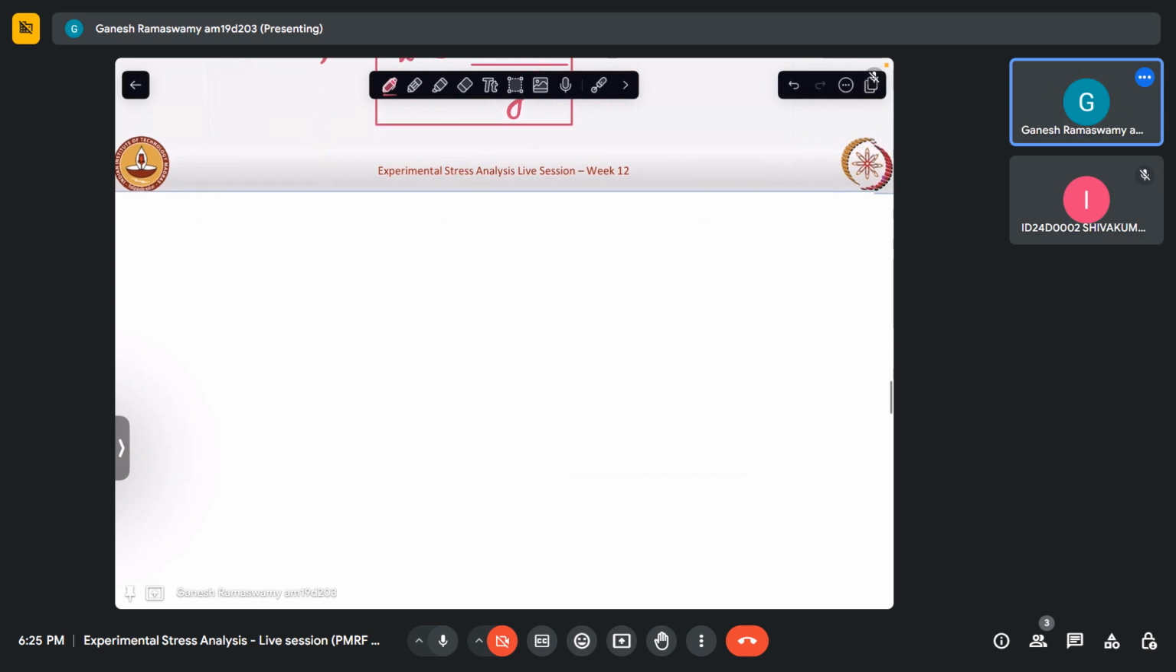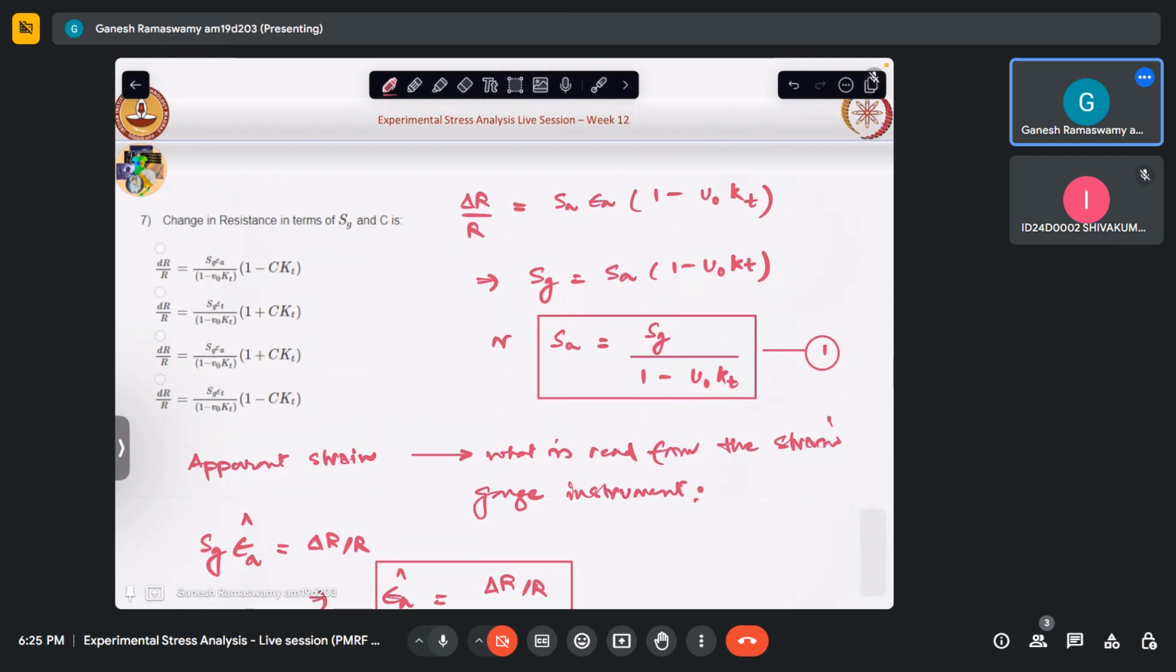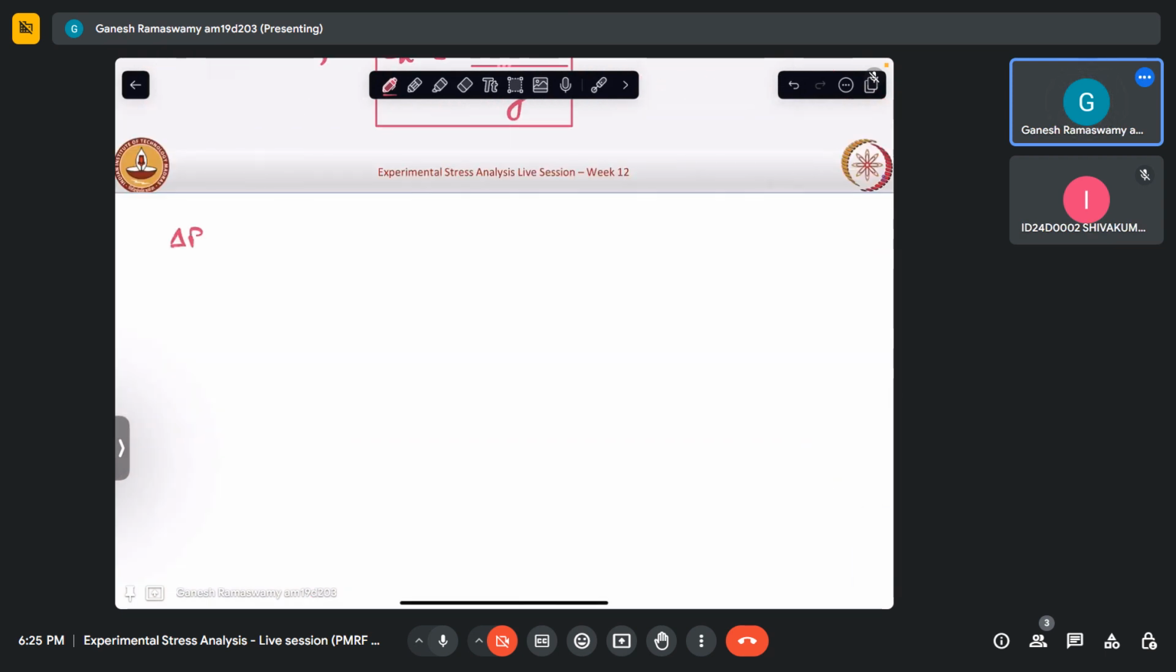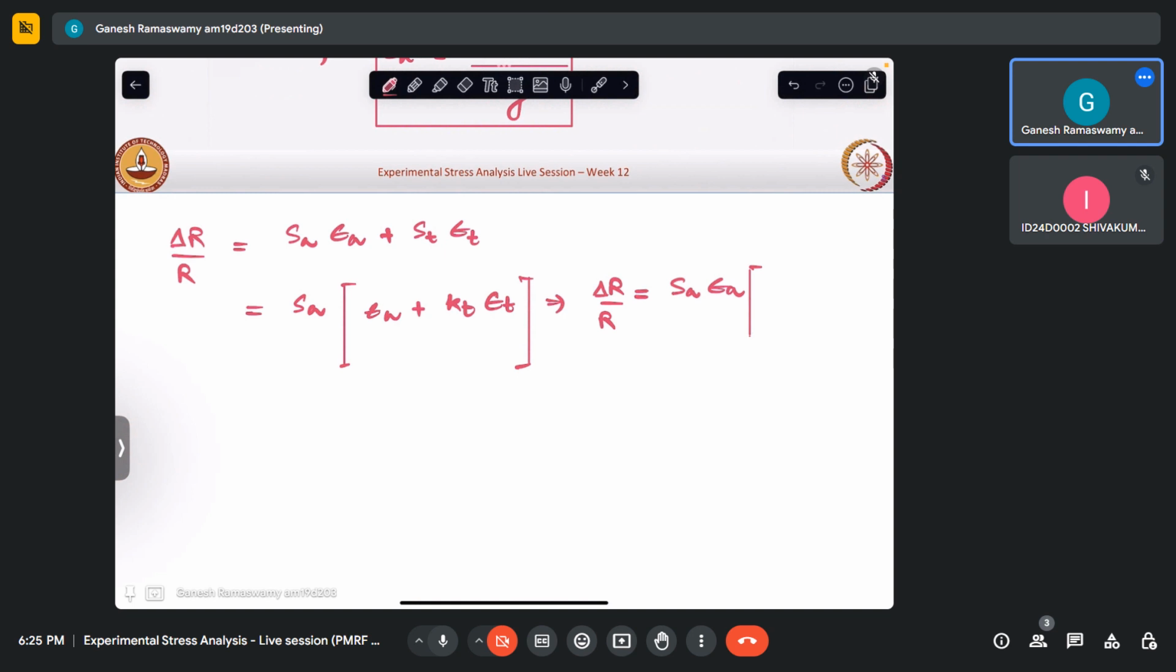Now we also know from our strain gauge theory itself that delta R by R is given as Sa epsilon A plus St epsilon T. So from here I can write this as Sa into epsilon A plus Kt epsilon T, which gives me delta R by R is equal to Sa epsilon A into 1 plus Kt into epsilon T by epsilon A. And we won't replace this by mu because this is found to be not equal to mu for this case.